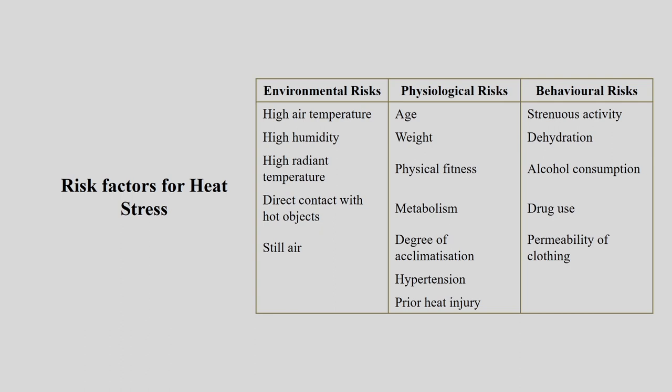So these are the environmental risks, whereas physiological risks are personal: age, weight, physical fitness, metabolism, degree of acclimatization, hypertension, prior heat injuries, etc. For behavioral risks, if we are doing a lot of strenuous activity, there is always a possibility that you will develop heat stress very easily. Also dehydration, alcohol consumption, drug use and permeability of your clothing. If insulation is very high, then you will develop heat stress very easily.